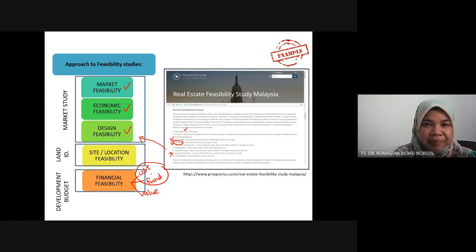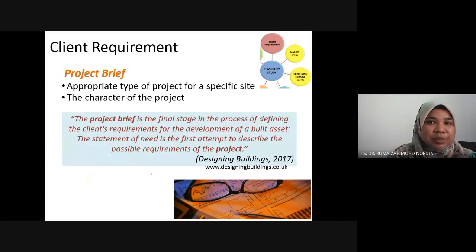Ya, dan sebagainya. Alright. So ni tadi saya explain project brief, ya, or the client's requirement. So it's actually nak menyatakan ataupun pernyataan mengenai permintaan klien. So the final stage in the process of defining the client's requirement for the development. Yeah, the statement of need is the first attempt to describe the possible requirement of the project.